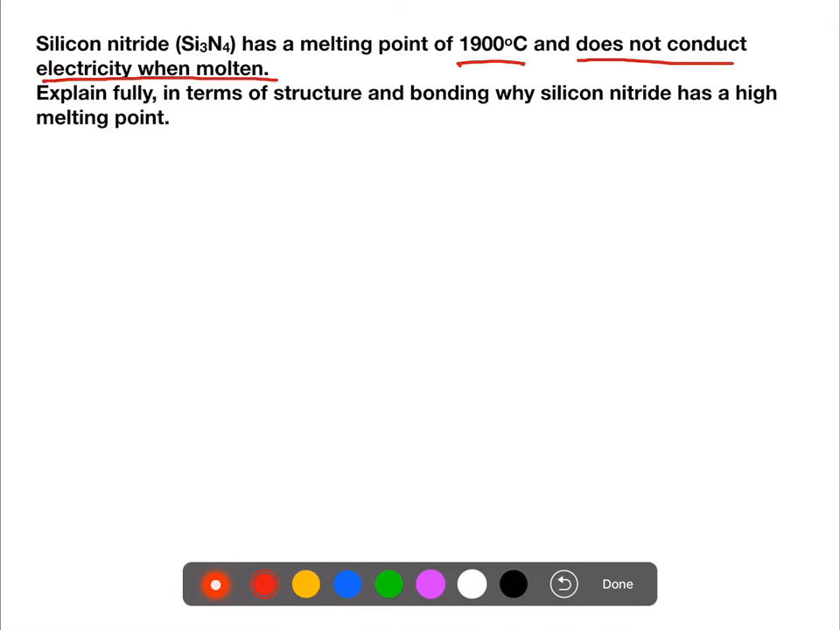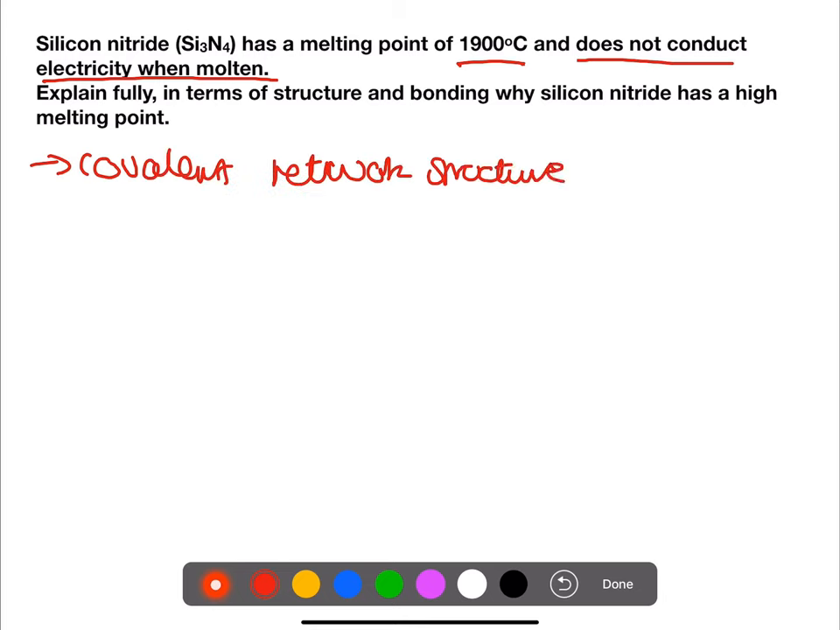When we melt silicon nitride, we must not be producing ions, therefore this is pointing towards this having a covalent network structure. If you have a covalent network structure, then large amounts of energy are required to overcome the covalent bonds between all of the atoms within the structure. To melt a covalent network, you need to break every covalent bond within the structure. This requires a huge amount of energy.